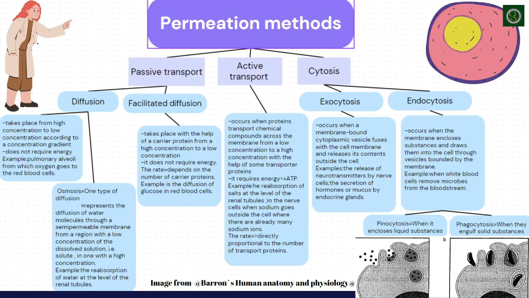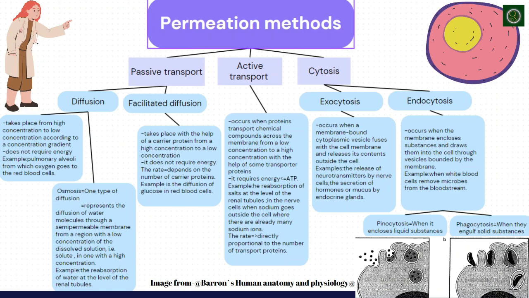One type of diffusion is osmosis, which represents the diffusion of water molecules through a semi-permeable membrane from a region with a low concentration of a dissolved solution, which is also called a solute, into one with a high concentration. An example of osmosis is the reabsorption of water at the level of the renal tubules.